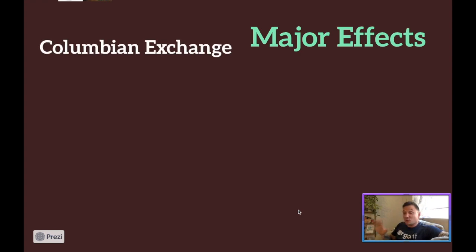Now, going forward, you have to understand there are some other major effects when it comes to the exploration period, especially the economic factors. Now, this is one of the biggest ones that you need to understand, the Columbian Exchange, right?